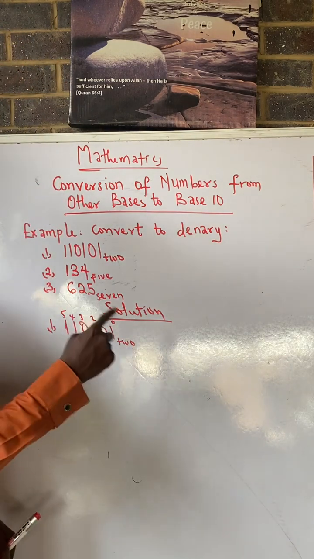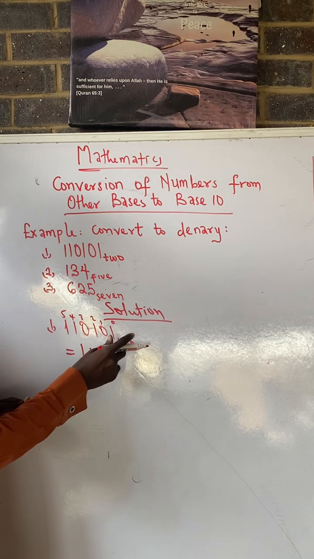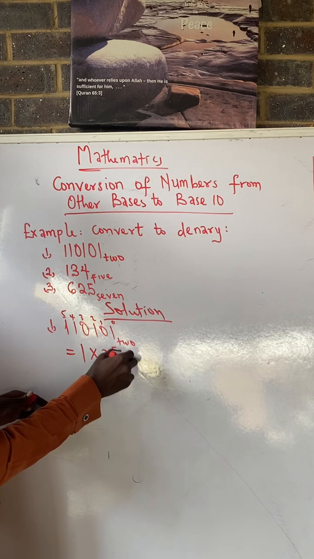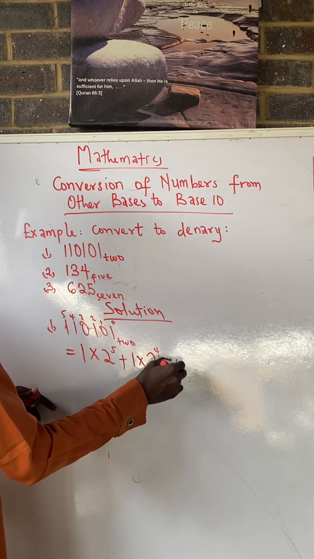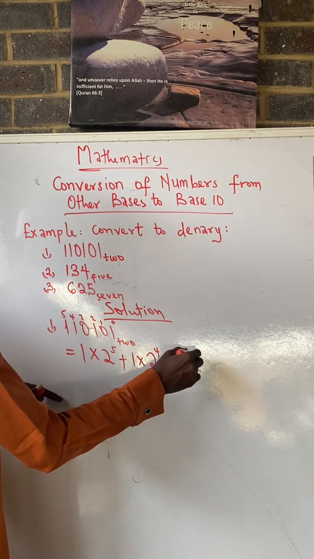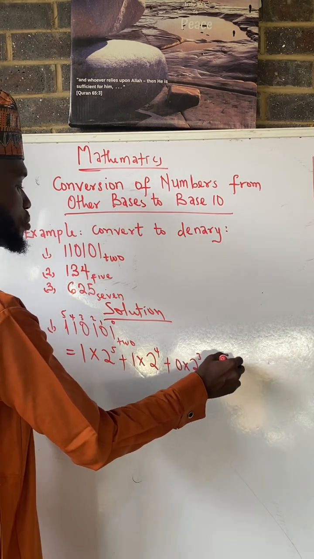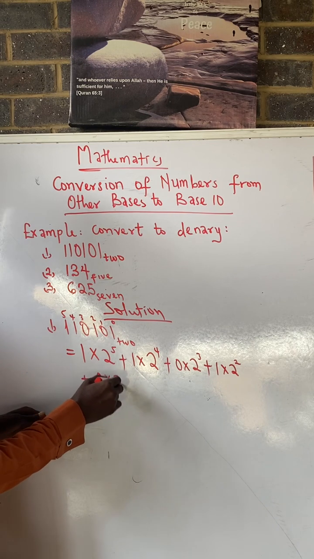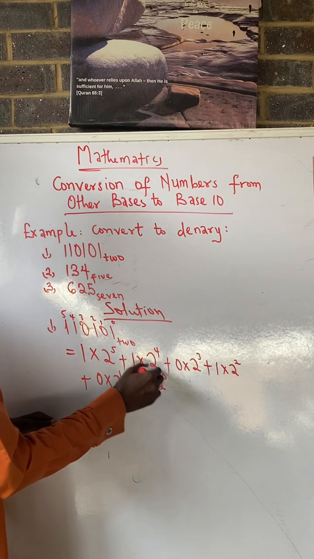Then we start making use of the digits one after the other. So we will first take the first digit, which is 1. 1 times 2 raised to the power of 5, plus the second digit, that's 1 times 2 again, raised to the power of 4, plus the third digit, 0 times 2, raised to the power of 3, plus the fourth digit, that's 1 times 2, raised to the power of 2, plus the next digit, which is 0 times 2, raised to the power of 1, plus 1 times 2, raised to the power of 0.